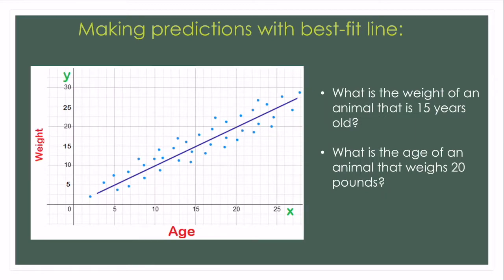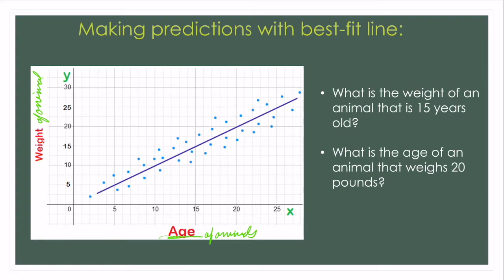So we can make predictions with best fit lines. What is the weight of an animal that's 15 years old? And then what is the weight of an animal that weighs 20 pounds? Here we have age of animals and weight of an animal. It's not very specific, doesn't really tell us what animal, but this example works for us.